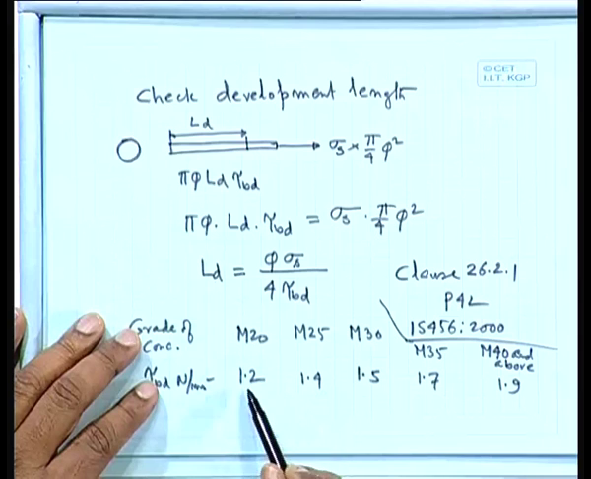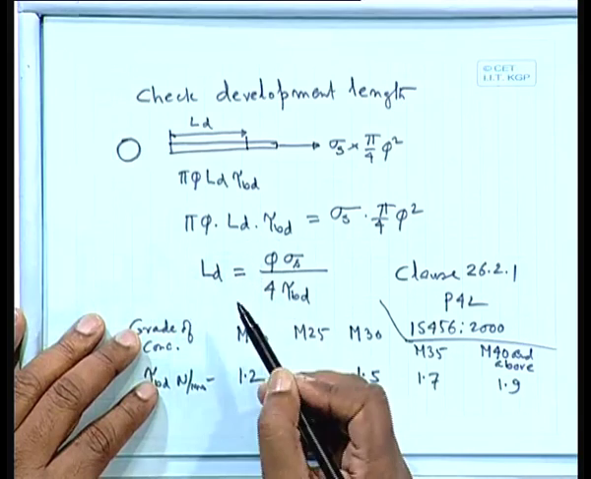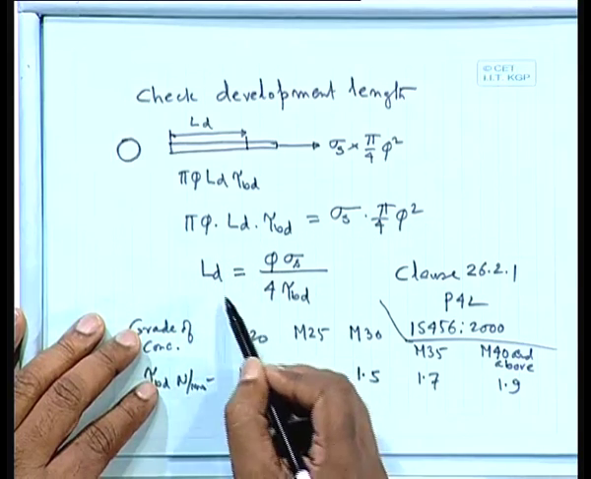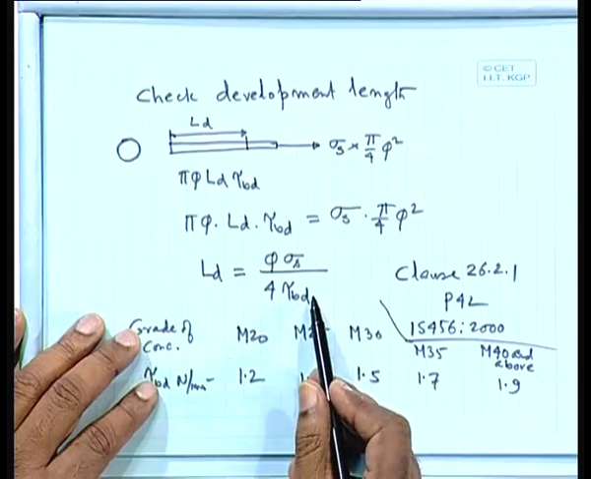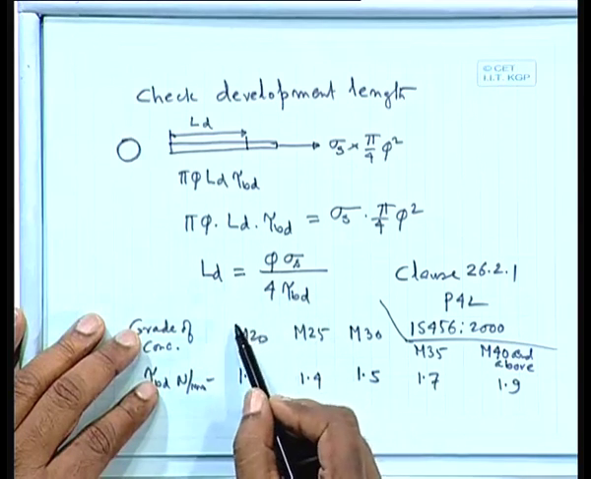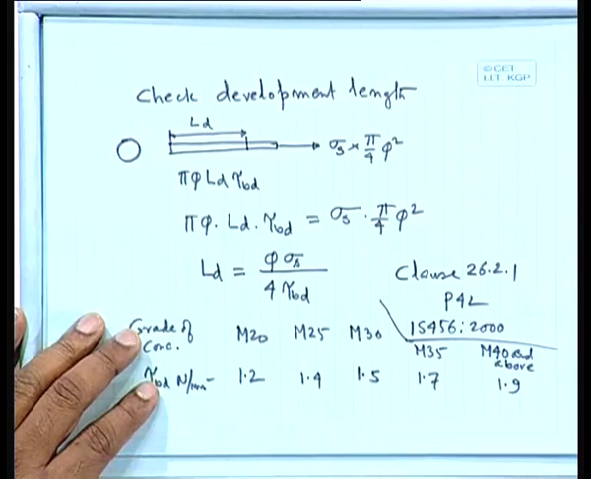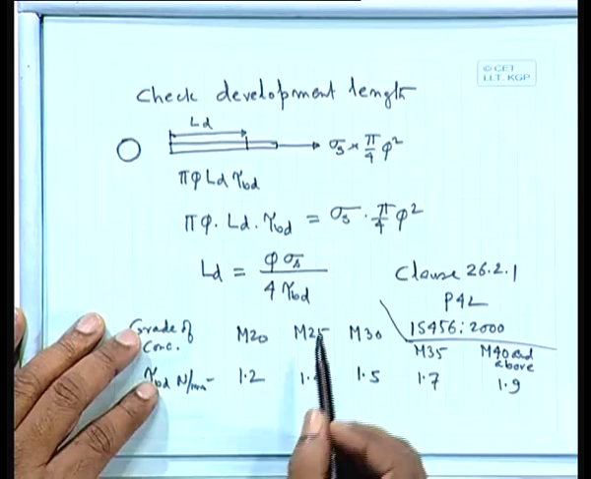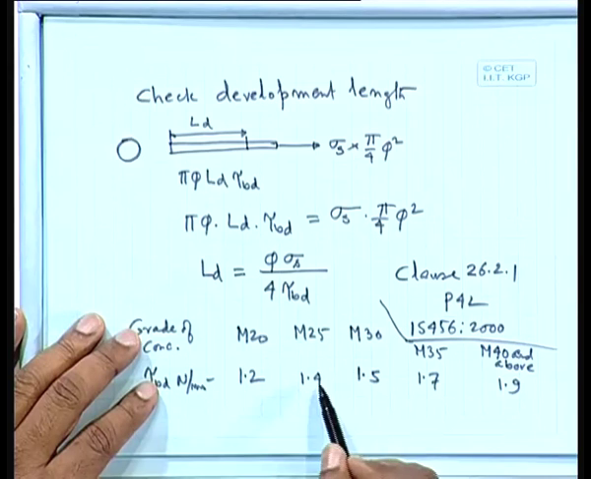So you multiply it with 1.6. In other words, LD will be reduced, divided by 1.6, that way we can consider. Generally we take tau BD equal to 1.2 times 1.6 and you can find out. In addition to that, it is easier to pull rather than push. So for compression you increase this bond stress further by 25%.